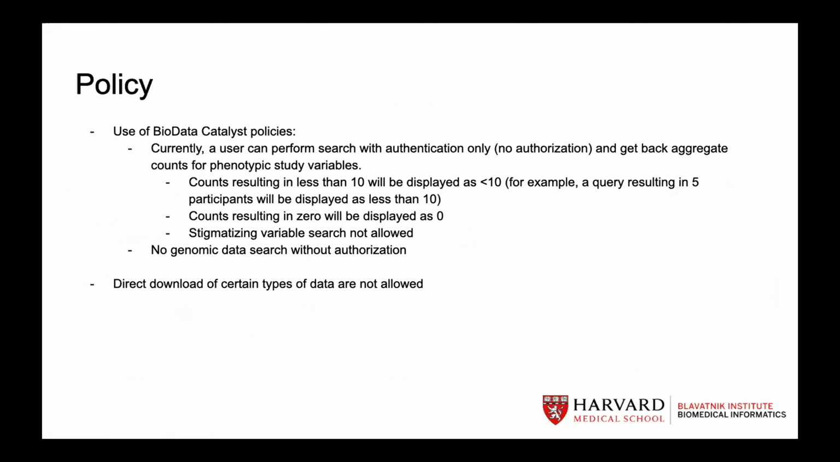And regarding the policy of PIC-SURE, we follow the BioData Catalyst policies. That is, on the graphical user interface, you can only get exact counts when your criteria concern more than 10 patients. If there are fewer than 10 patients that match your criteria, you will get less than 10. And when no patient matches your criteria, you would get a 0. And you're not able to download every available variable right now.